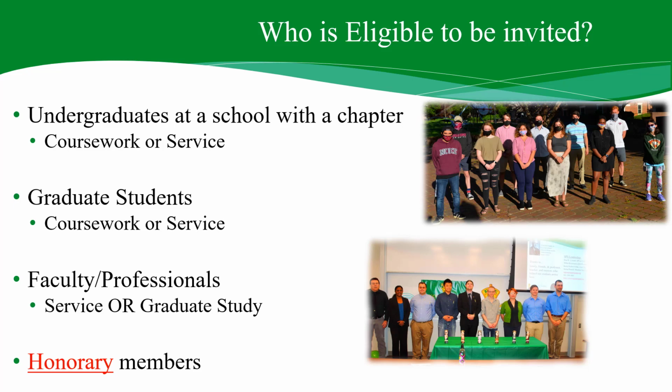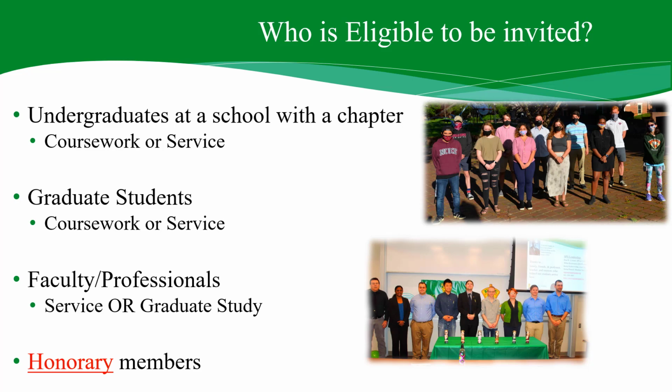Graduate students can be inducted based on their undergraduate records, or if they've done service to the department, the chapter, or the community. They can also be inducted off their graduate record as long as they've completed at least 1 year of courses credited towards a physics or astronomy graduate degree. Faculty and professionals may also be inducted, and this can be based on service to the department, chapter, or community, or based on their professional record or graduate study.